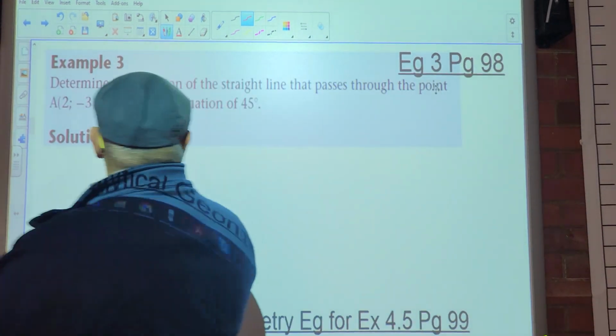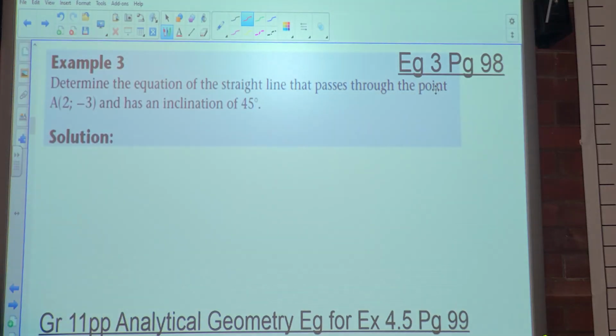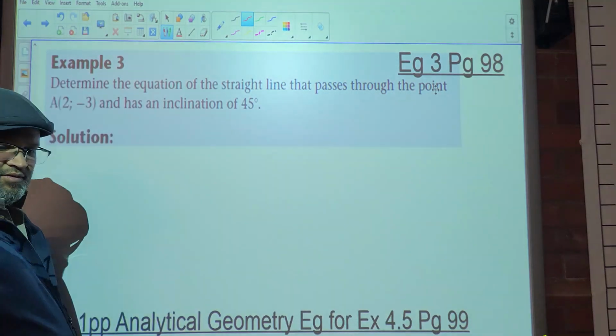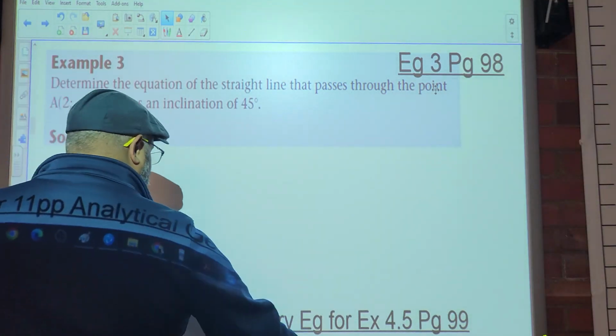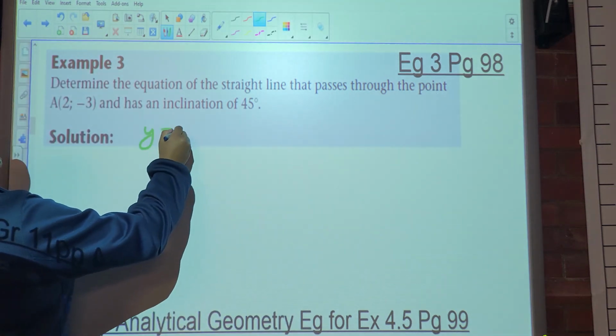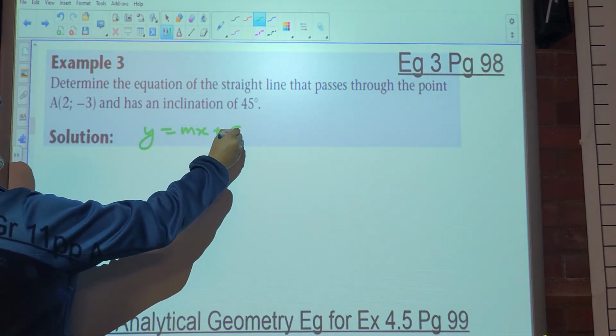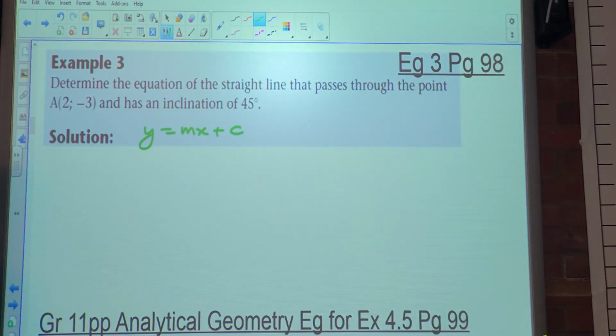The question says, determine the equation of the straight line that passes through the point A, which is (2, -3), and has an inclination of 45 degrees. So what's the standard form of a straight line graph? y = mx + c, not so? Do we have the gradient here? No. But hang on, what do we have here?